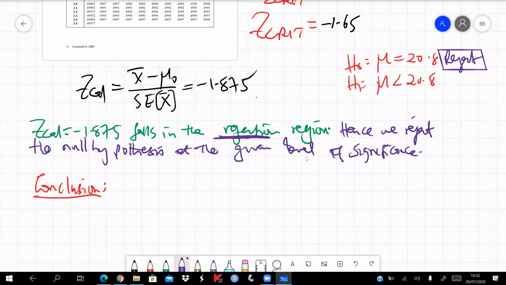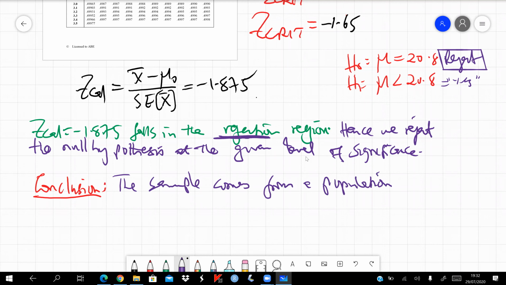So the sample comes from a population whose mean is less than 20.8 hours, according to the data that we have.